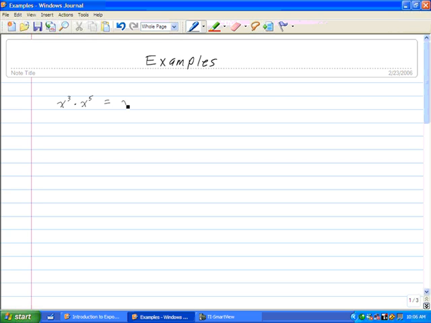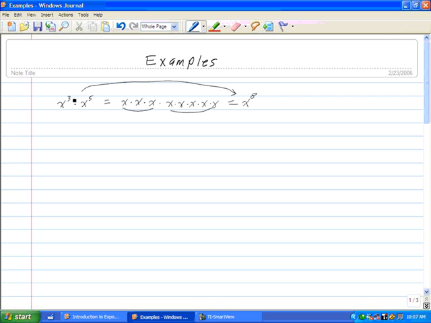X to the 3rd power means x times itself 3 times. So there that much is. And then we're going to have x times itself 5 times, and that's what the fifth power means. So here's your x to the third, here's your x to the fifth. Clearly what we have here is 1, 2, 3, 4, 5, 6, 7, 8 of them. So that's x to the 8th power. Now how could we more quickly have gone straight from the original to that answer?